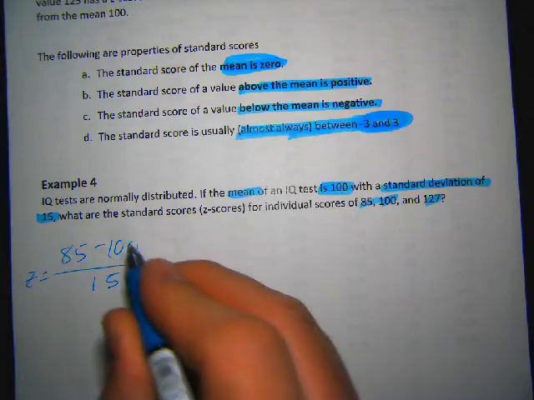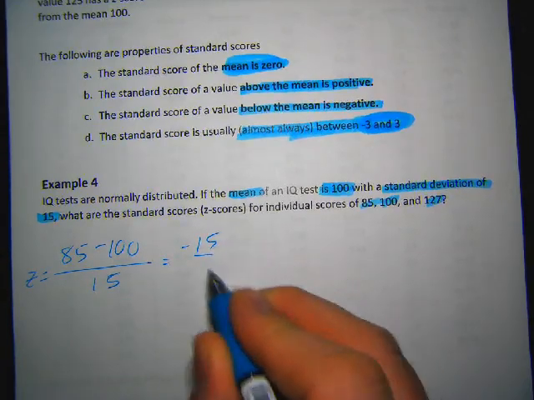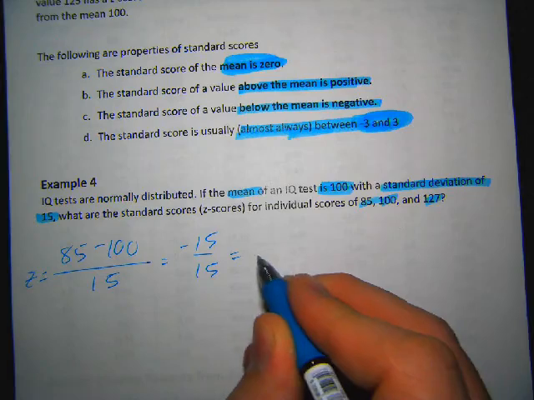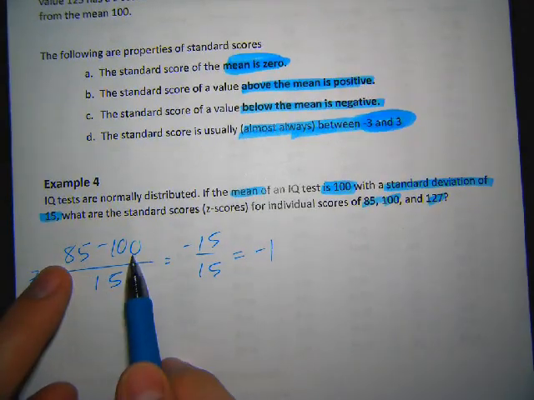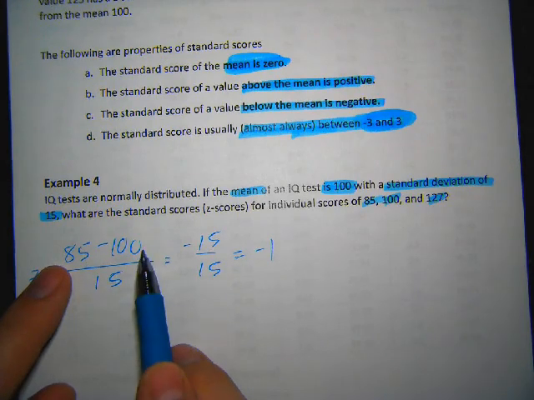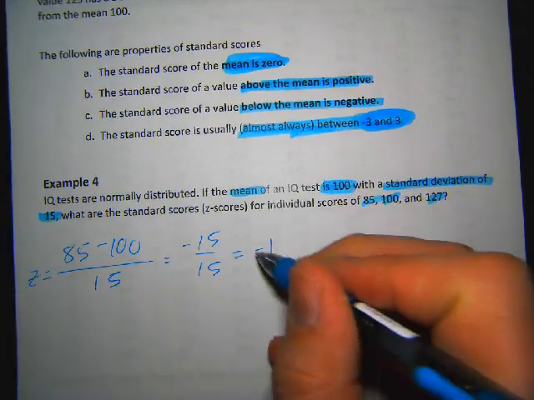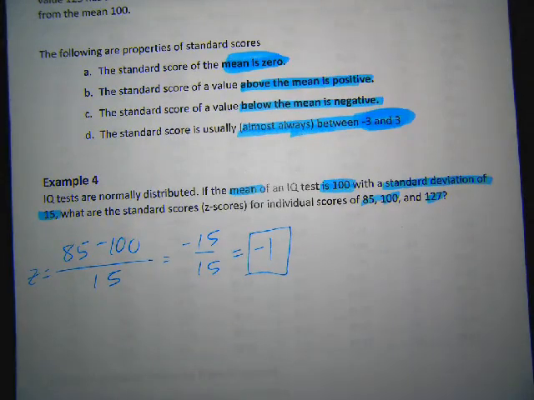In this case, 85 minus 100 is -15. Negative 15 divided by 15 gives us -1. It makes sense, because 85 is 15 below 100, so it is 1 standard deviation below 100. It's negative because it's below. That's what the negative is telling us. So this person scored below average, 1 standard deviation below average. They're still in the middle 68%, between 15 below and 15 above, but they are on the lower end. They're below average.